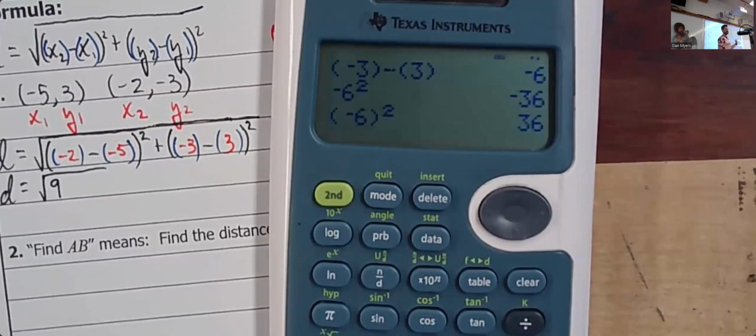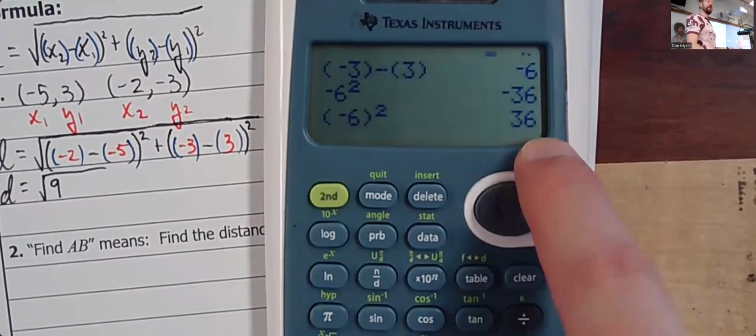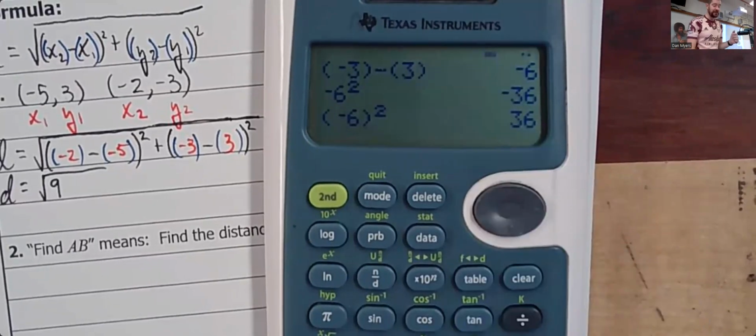It's using order of operations, which seems a little funky, but this is the practical part. Anytime you square a negative number on these calculators, put that negative number in parentheses. That way you can get the positive answer that you know is correct. All right, so we got positive 36.